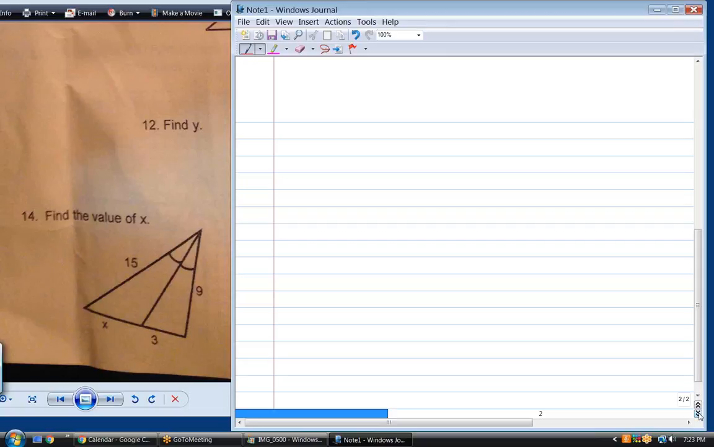We got number 14. Yeah, I'm looking at 14 trying to figure it out. We know a couple of things. We know that this angle is equal to that angle, which makes that line a bisector.